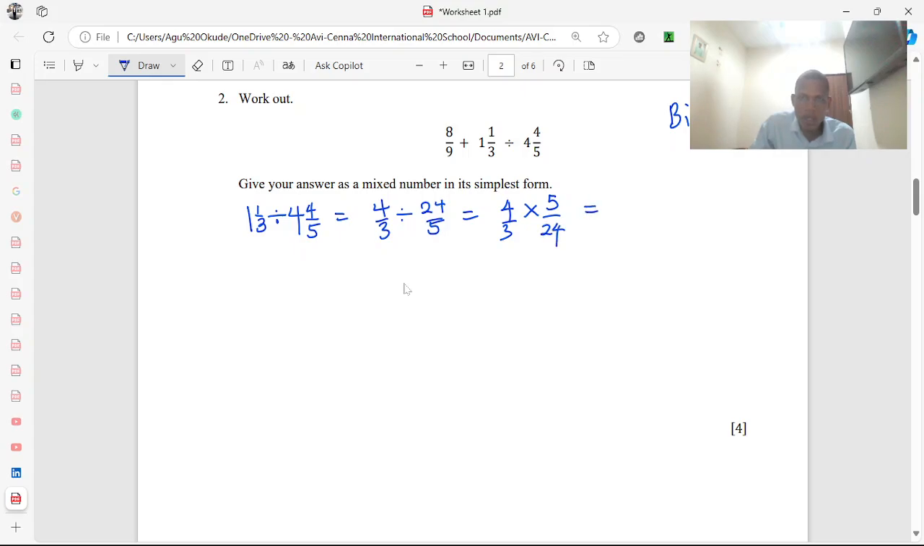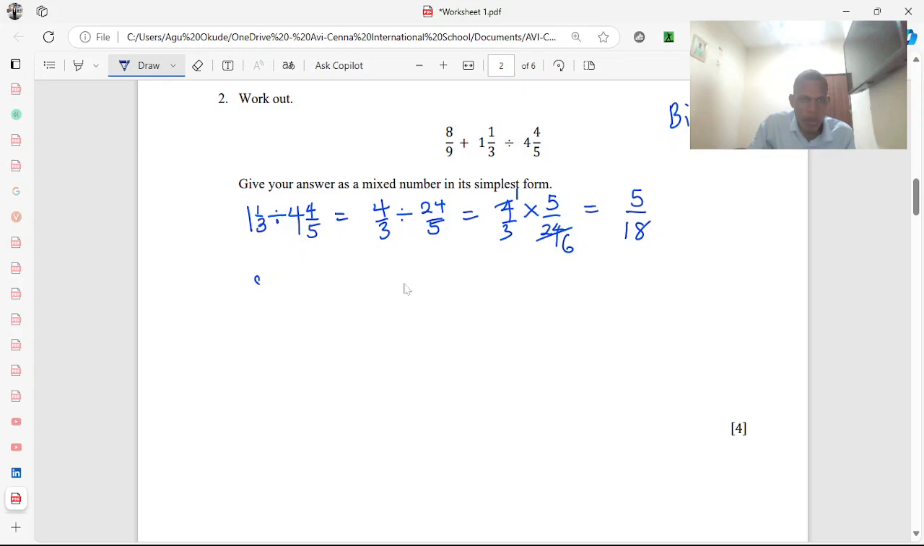Don't forget, whenever you change this division into multiplication, you must reverse this fraction. Okay, so 4 here is 1 and 4 here is what? 6. So 1 times 5, I have 5 on top. 3 times 6, I have 18 below, right? Good. So now I have just divided these two. I've done the division first, because of BIDMAS, obviously.